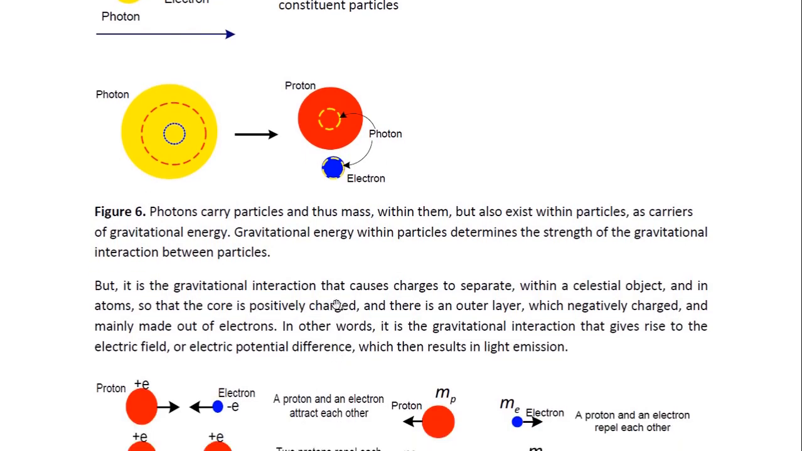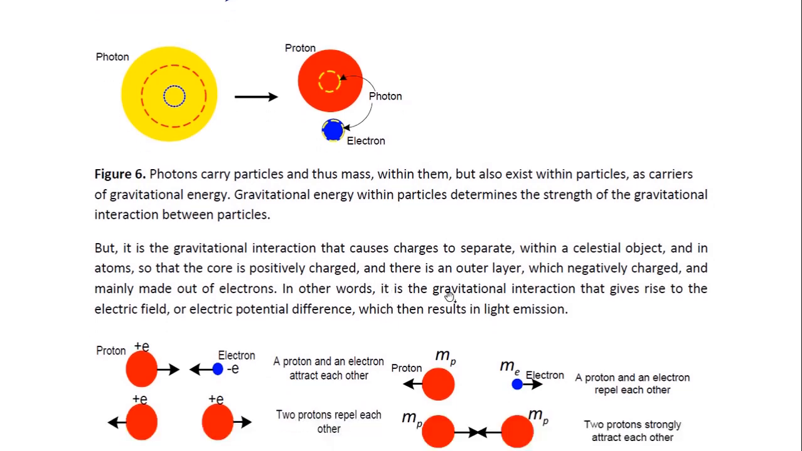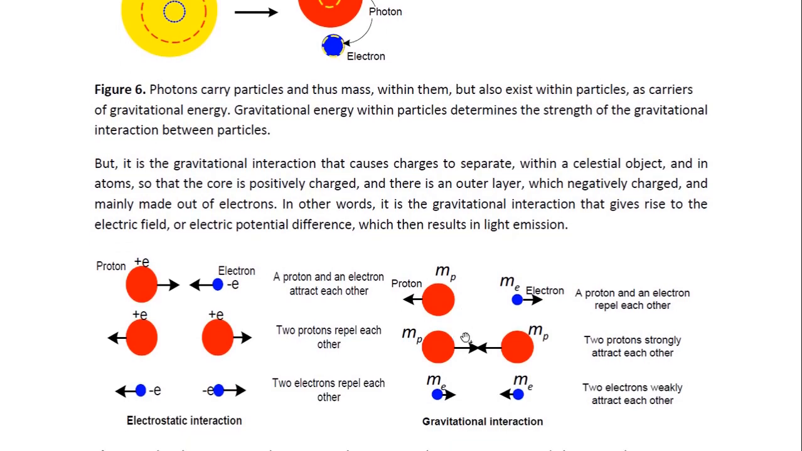But it is the gravitational interaction that causes charges to separate within a celestial object and in atoms, so that the core is positively charged and there is an outer layer which is negatively charged and mainly made out of electrons. In other words, it is the gravitational interaction that gives rise to the electric field or electric potential difference, which then results in light emission.